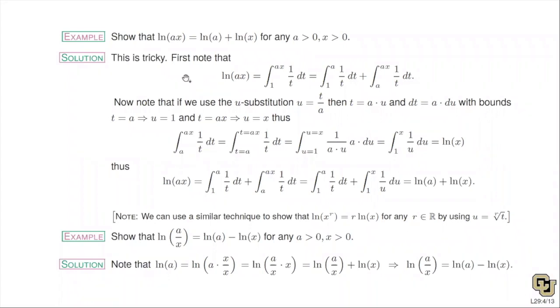Trying it, getting stuck. Anyway, you don't need to know the proofs. You do need to know these natural log properties.